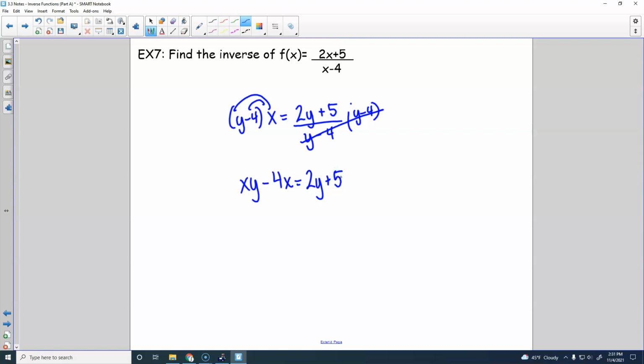Okay, so you multiply both sides by y minus 4. You're going to distribute here, kind of like the dy dx stuff. We're going to move everything with a y over to one side, and all the stuff that does not have a y over to the right-hand side. Factor out that y. You did not do quotient rule.